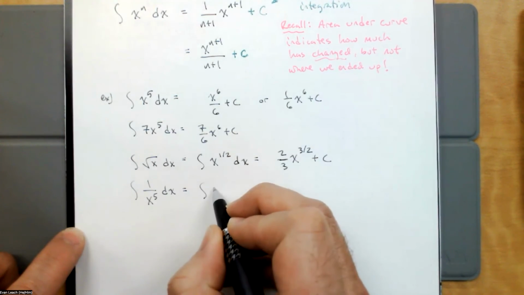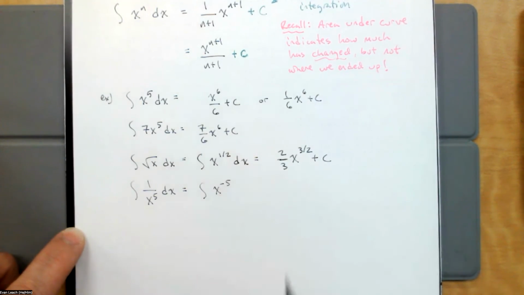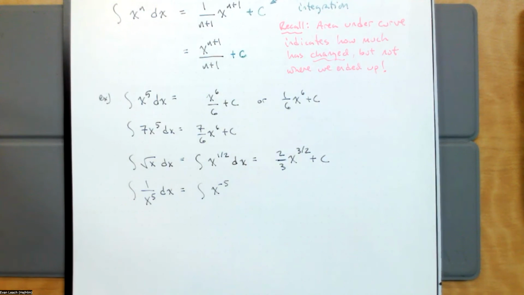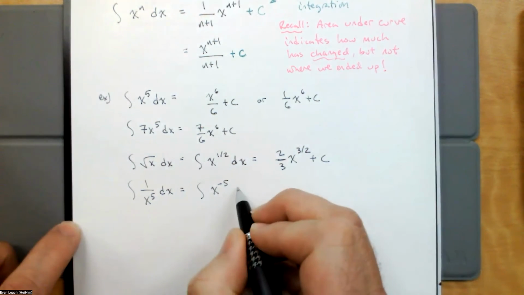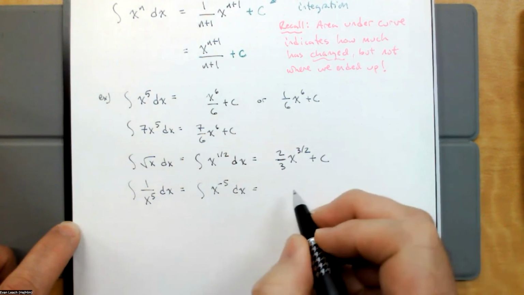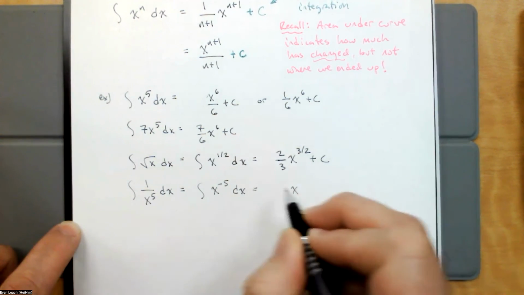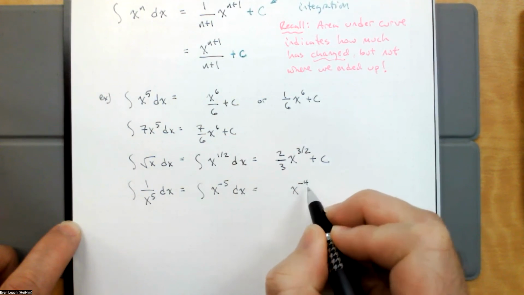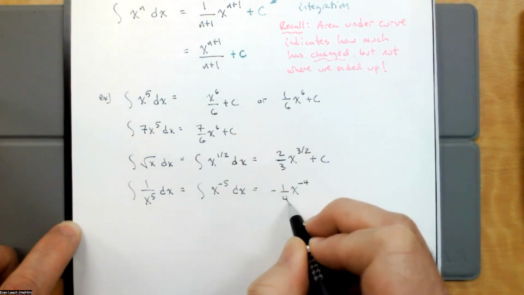Anyway, we're just going to retread all the old stuff that we did. 1 over x to the 5th, we're going to write that as x to the -5. Add 1 to the exponent, divide by the new exponent. So -5 plus 1 is -4, and then we'll divide by the new exponent.